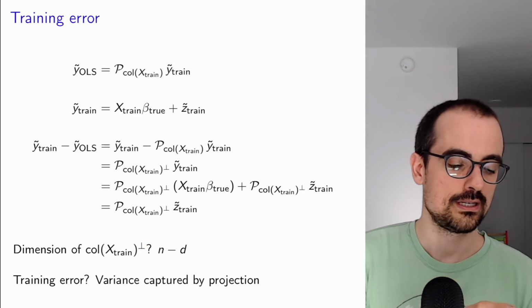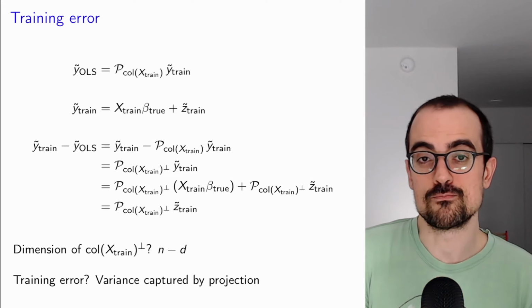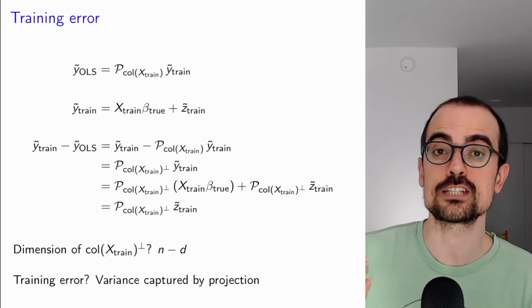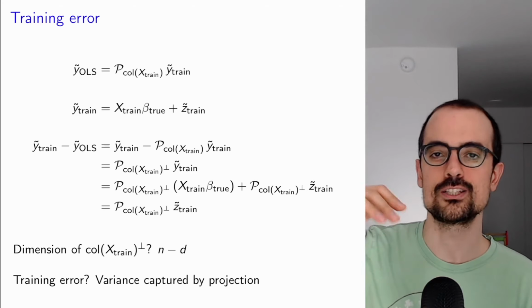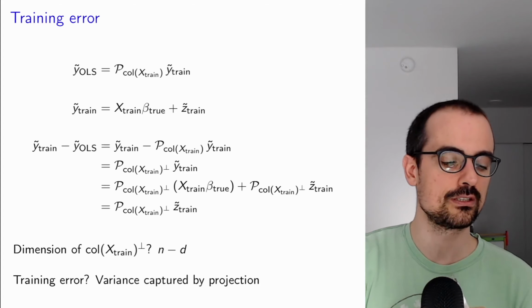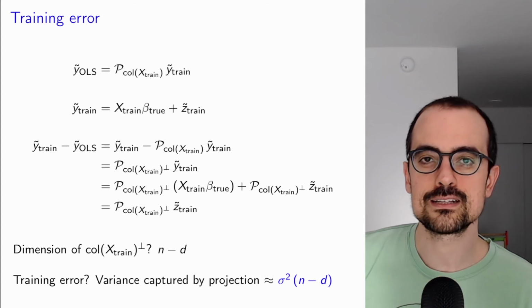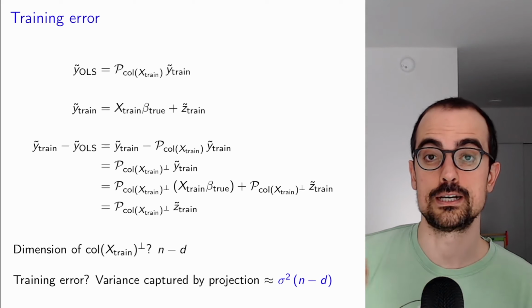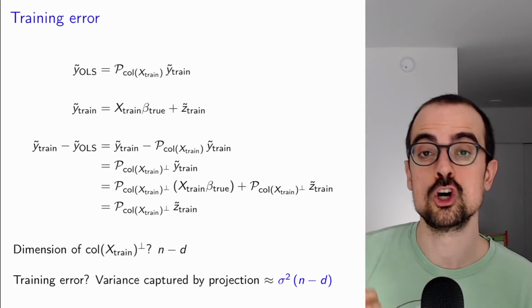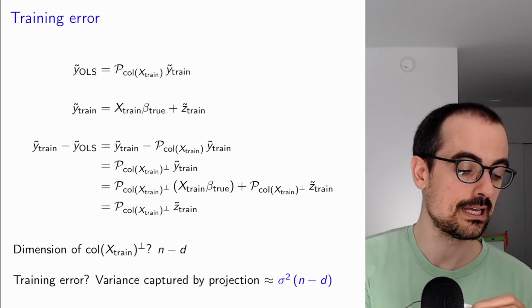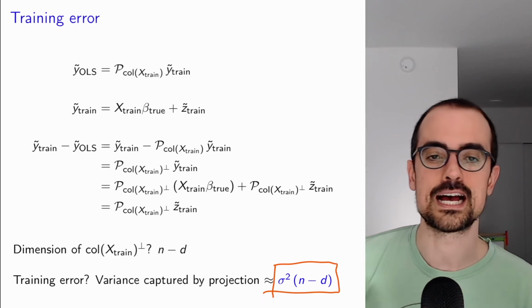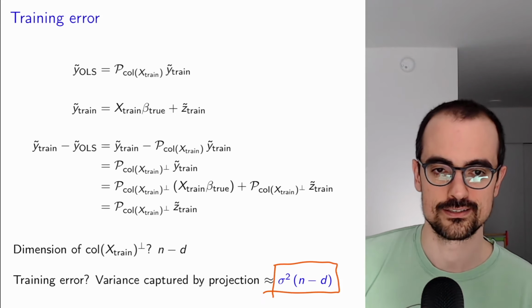It's because it's the variance captured by the projection. We're assuming that this noise vector is completely independent from everything, so it has the same variance in every direction. So we would expect the training error of the ordinary least squares estimator to scale as sigma squared times n minus d for this reason.